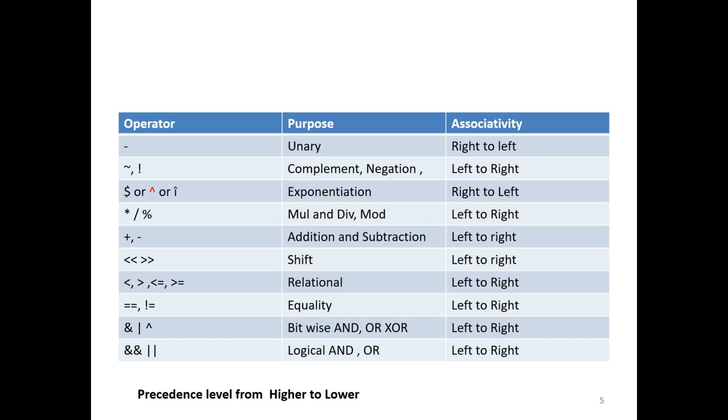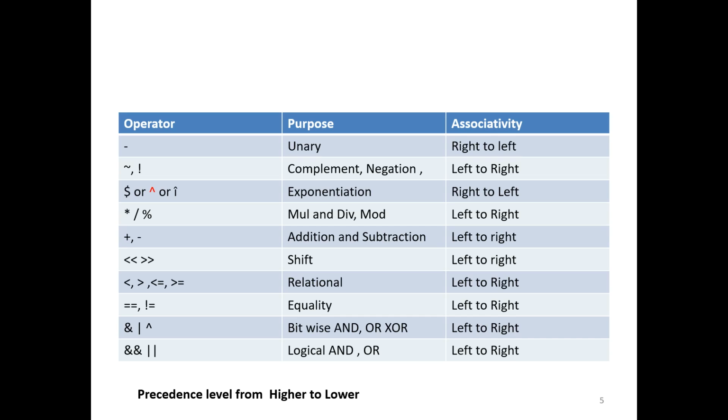The highest precedence will be for unary minus, whose associativity is from right to left. The operand sign is negated, the operand sign is changed. The operand is on the right side, the operator on the left side, so it is right to left associativity. In the same way, an operand can also be complemented, but it is from left to right, which has a little lower precedence.